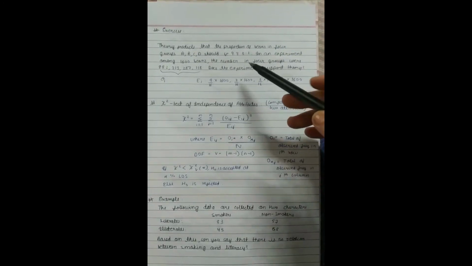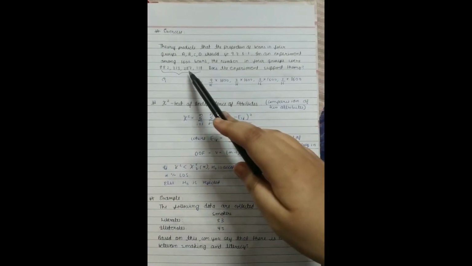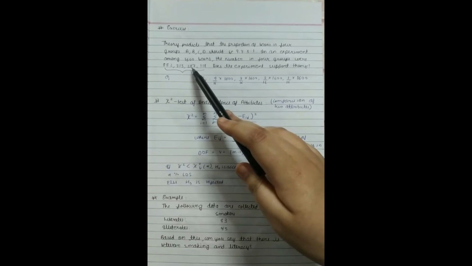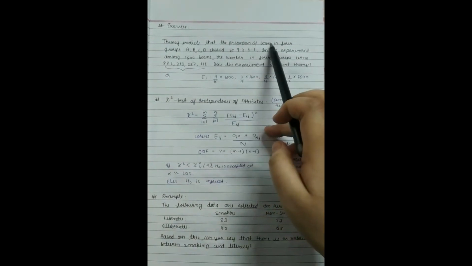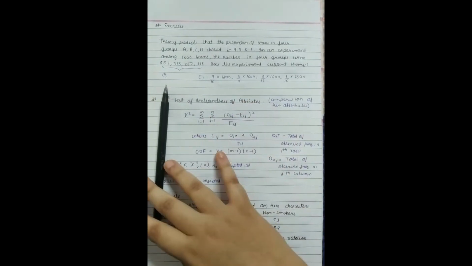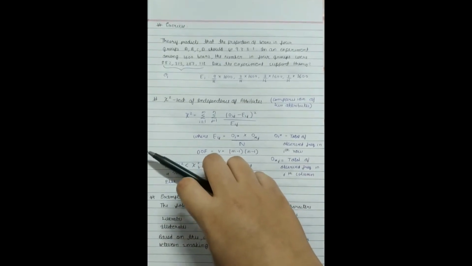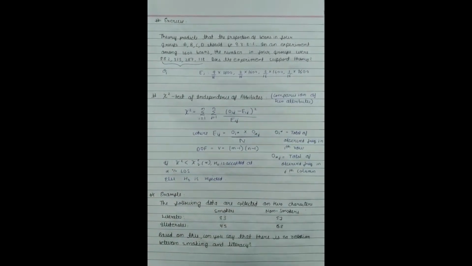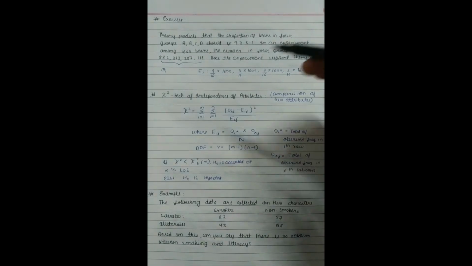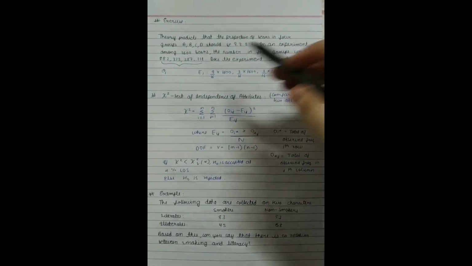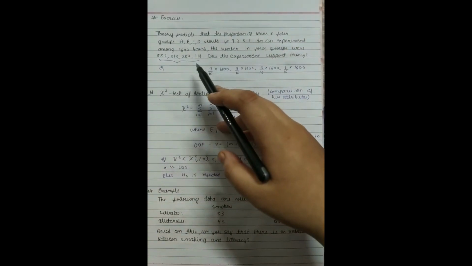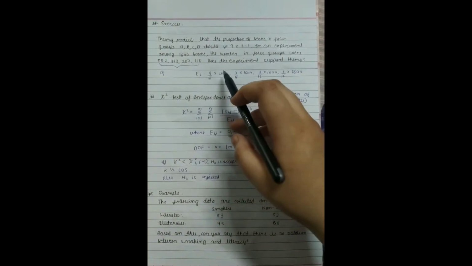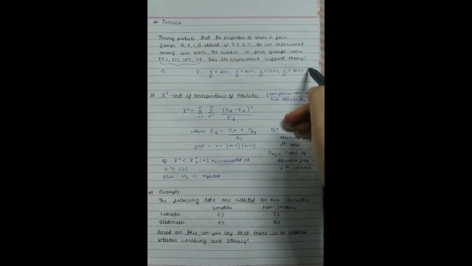As an exercise, you can try this question on goodness of fit. That is, theory predicts that the proportion of beans in 4 groups A, B, C, D should be 9:3:3:1. In an experiment among 1600 beans, the numbers in the 4 groups were 882, 313, 287 and 118. So does the experiment support the theory?